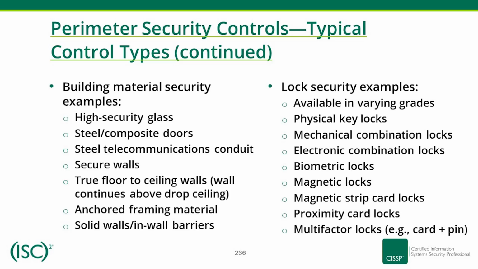Lock security examples. Available in varying grades. Physical key locks. Mechanical combination locks. Electronic combination locks. Biometric locks. Magnetic locks. Magnetic strip card locks. Proximity card locks. Multi-factor locks, for example, card plus PIN.